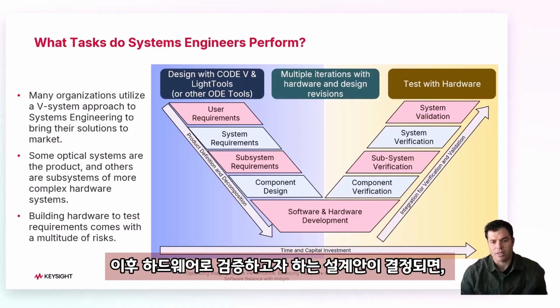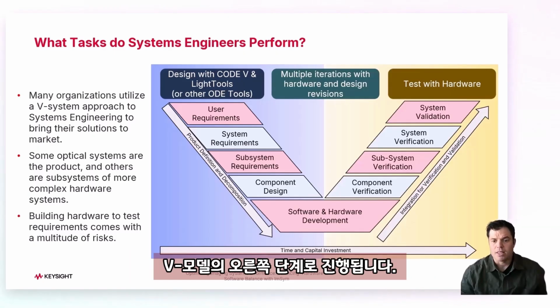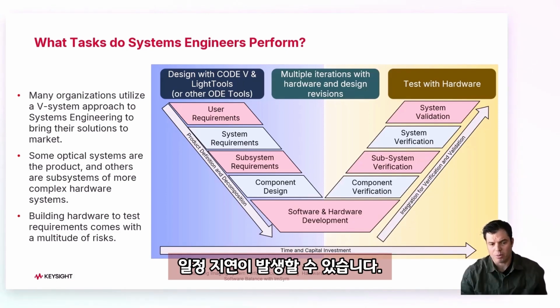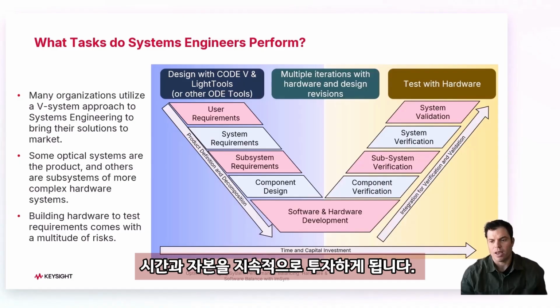Then, once they've completed the design revision they want to test in hardware, that's when they would begin multiple iterations of hardware design and testing. Teams would begin component verification and move up the right side of the V chart. This is where challenges can delay a team with build complexity, long lead times, or test method development. And so essentially, as teams move through the V model, they're using time and capital investment as they move from product definition decomposition through the integration for verification and validation, or commonly referred to as V&V.